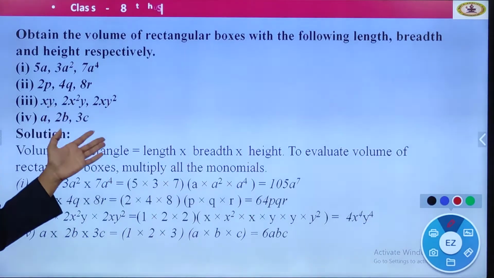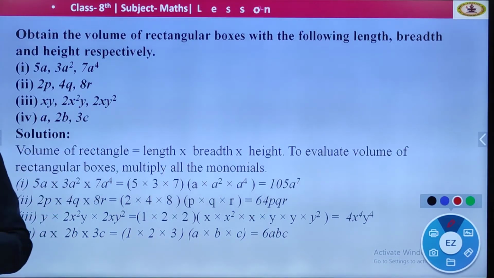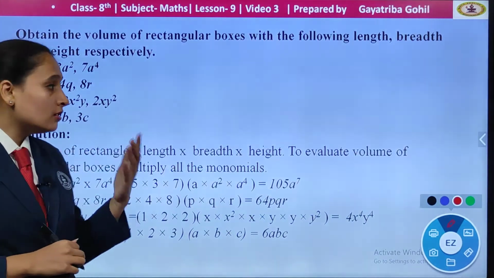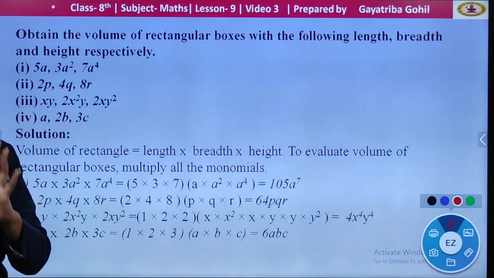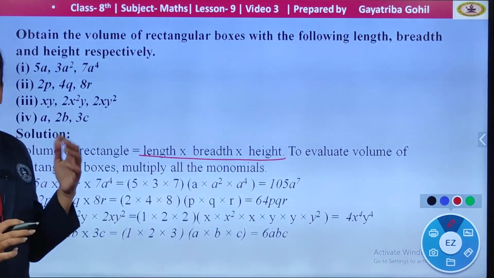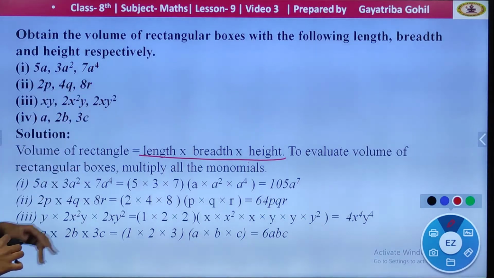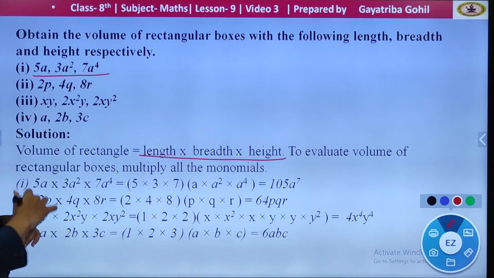Obtain the volume of rectangular boxes with the following length, breadth and height respectively. Again, you have to find the volume of the rectangular box. So, what will be the formula for volume? Length into breadth into height. Length, breadth and height is given to you. Simply you have to multiply all of them. So, here I have 5a, 3a square, 7a raised to 4.